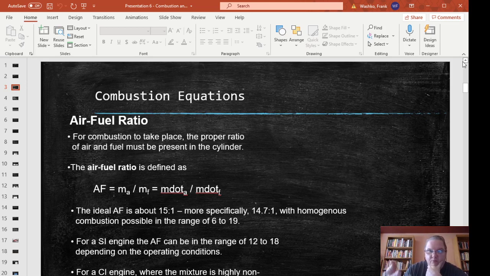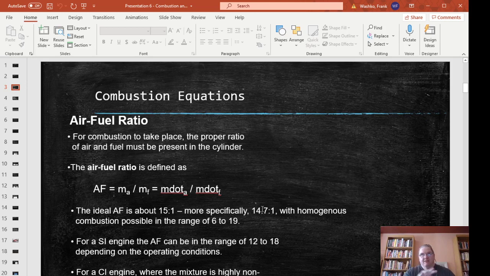So here we'll understand where this number comes from, or why that is. In order for combustion to take place, you have to have the proper air-fuel ratio. So when we talk about air-fuel ratio, and what we mean by this number of like 12 to 1 or 14 to 1, we're talking about the mass of air divided by the mass of fuel. Or you could say the mass flow rate of air over mass flow rate of fuel. It doesn't really matter, but it's on a mass basis, but not a volume basis.